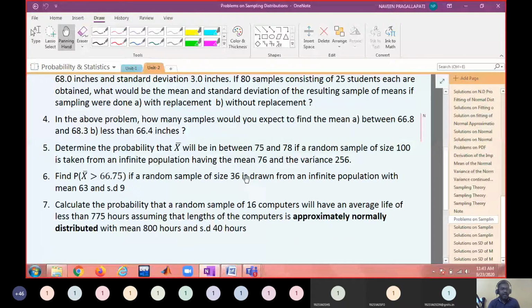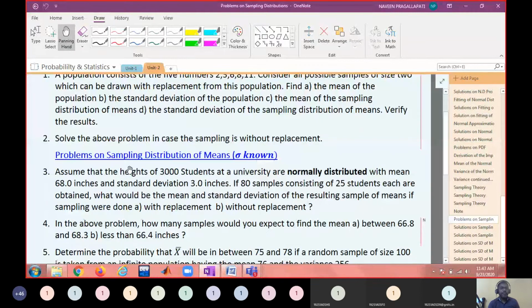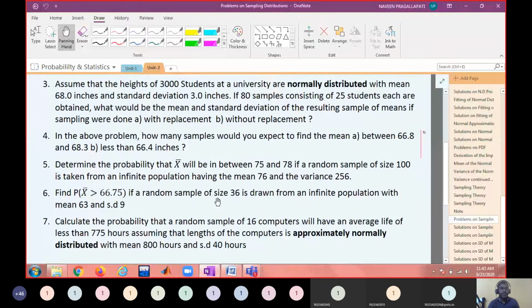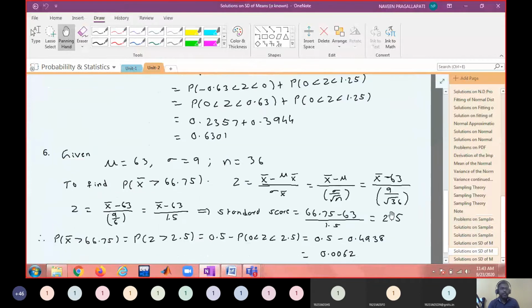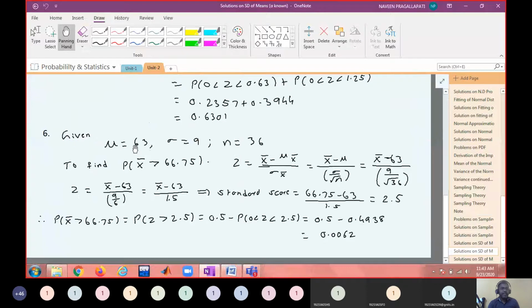So the sample size is large, the population mean is given, and the population standard deviation is also given. Therefore, it is a problem related to the sampling distribution of means with sigma known. Here sigma is 9, mean is 63, sample size is 36. The standardized random variable is x bar minus mu by sigma by root n. Root of 36 is 6, so 9 by 6 is 1.5. So it is x bar minus 63 by 1.5.